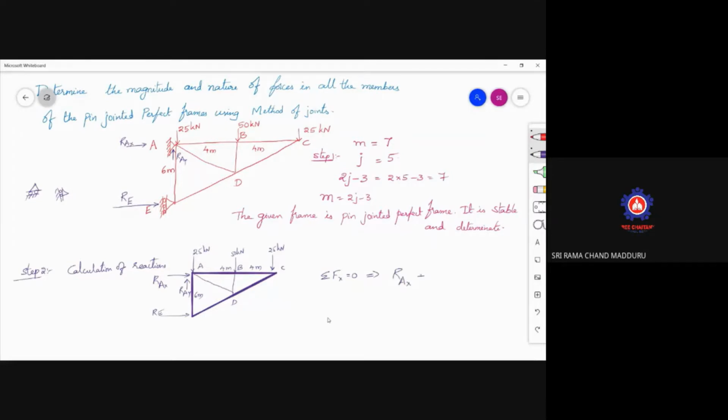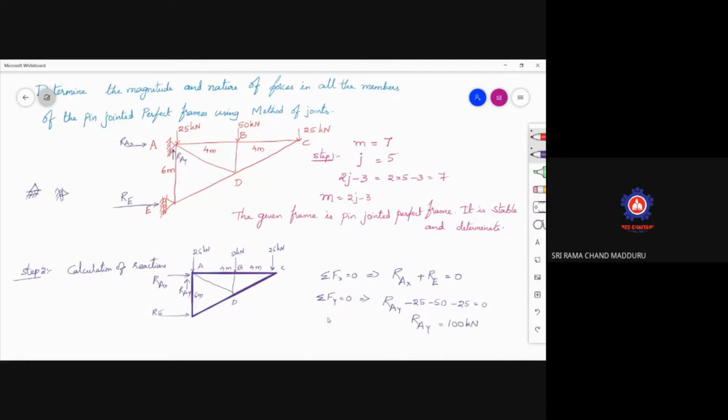Rax plus Re is equal to 0. Sigma Fy is equal to 0, the summation of the forces along the y direction. Ray is going in the upward direction, positive, minus 25, minus 50, minus 25, which is equal to 0. That implies Ray is equal to.